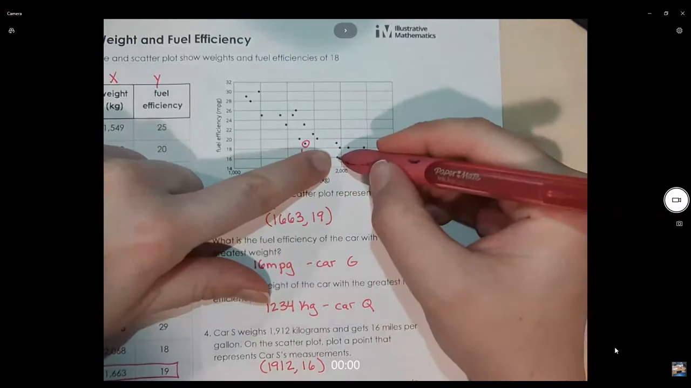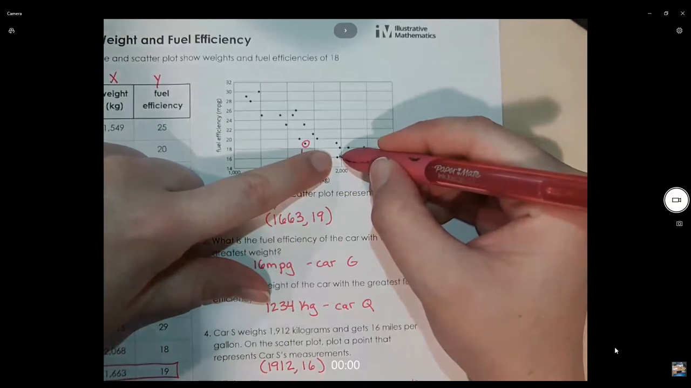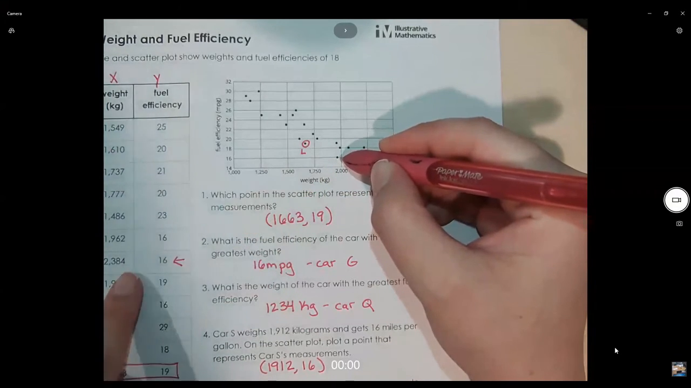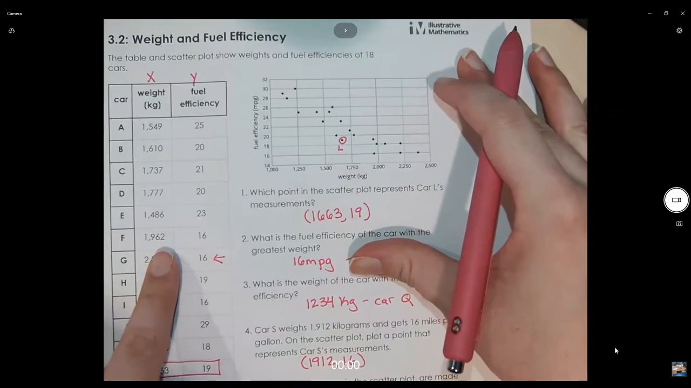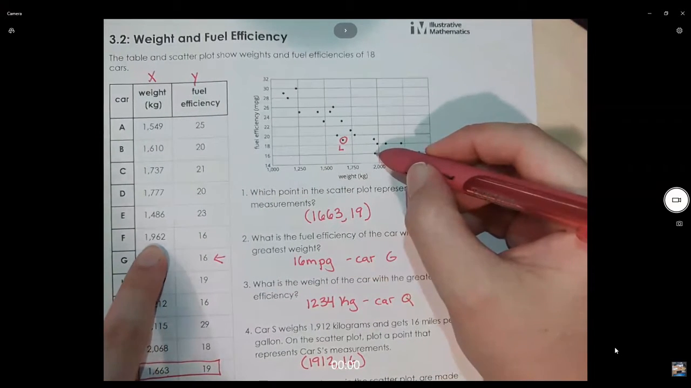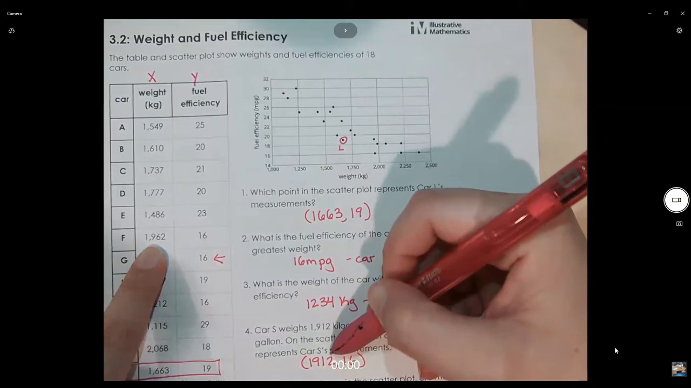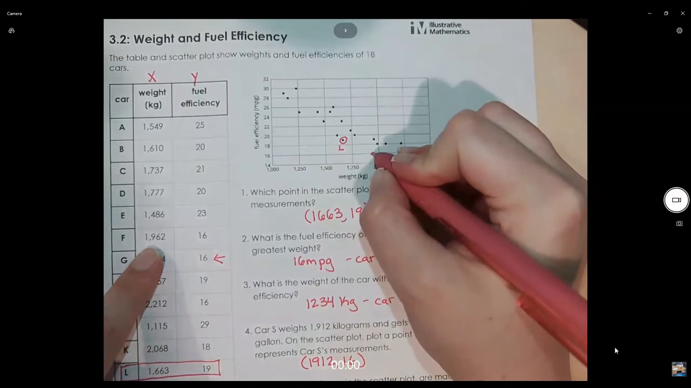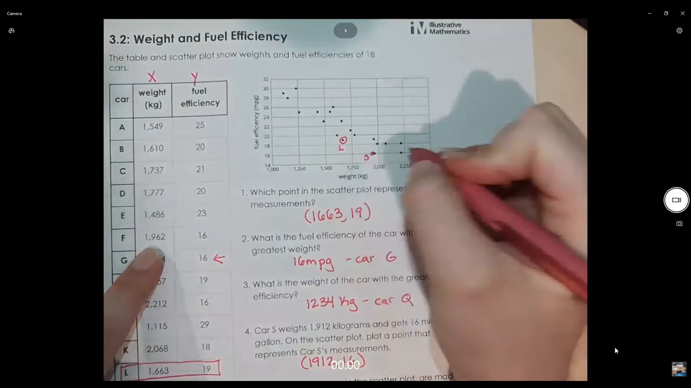I see a point that's actually already there, but if I look over here, this is point F. And I see that that number is a little bit bigger than this number. So I'm going to plot it just a little bit over here and I'll label it as S.